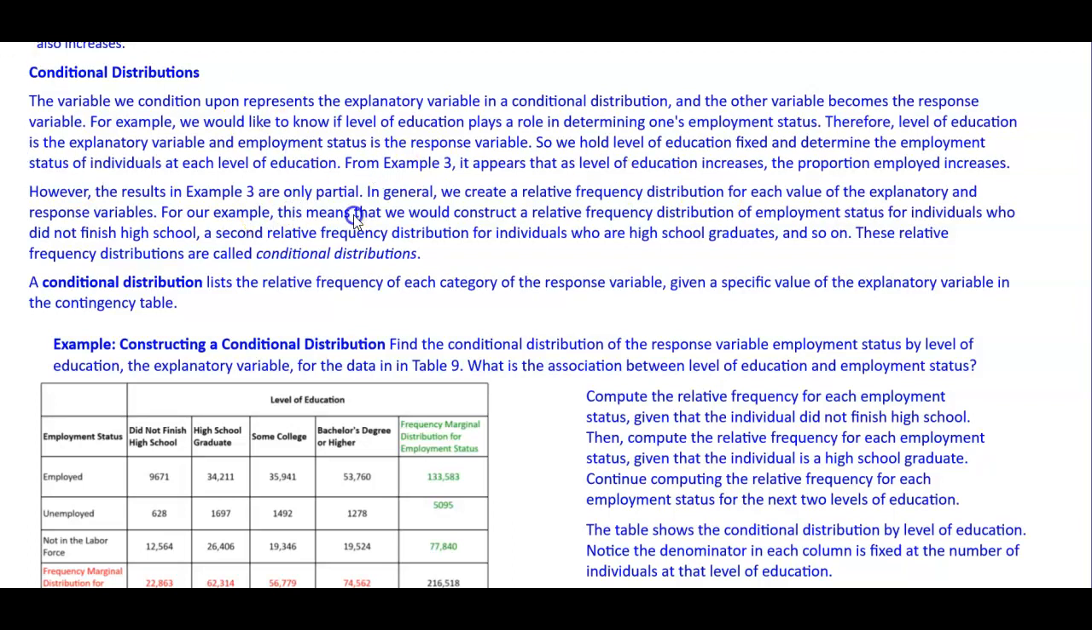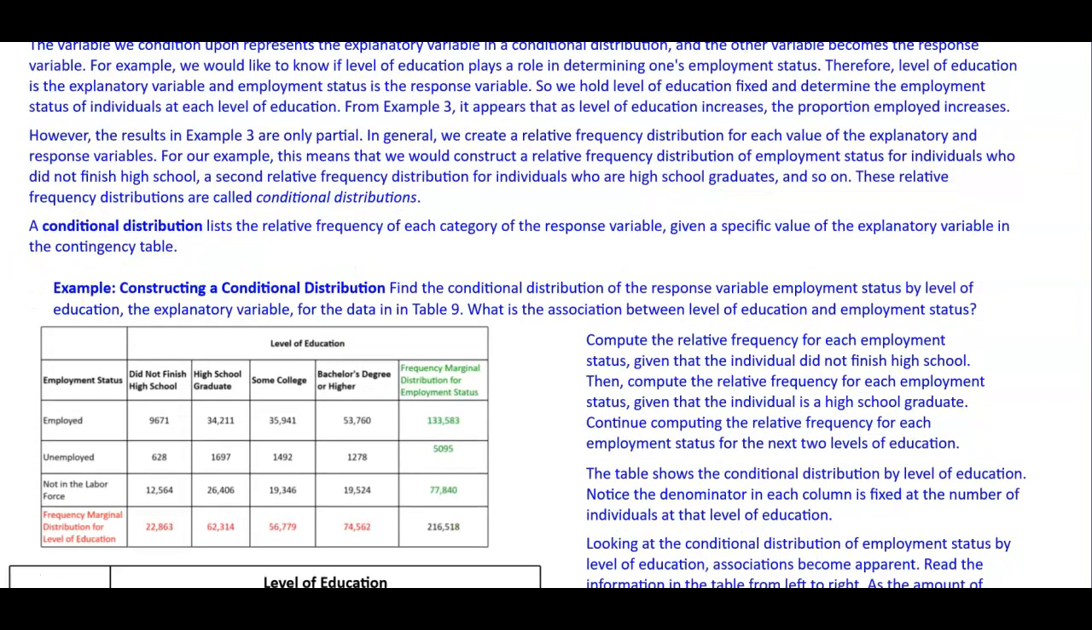So for our example, this means that we would construct a relative frequency distribution of employment status for individuals who did not finish high school, a second relative frequency distribution for individuals who are high school graduates, and so on. These relative frequency distributions are called conditional distributions. A conditional distribution lists the relative frequency of each category of the response variable, given a specific value of the explanatory variable in the contingency table.